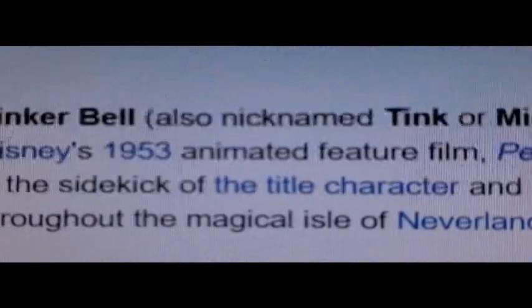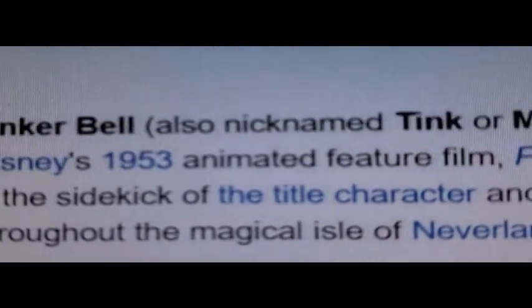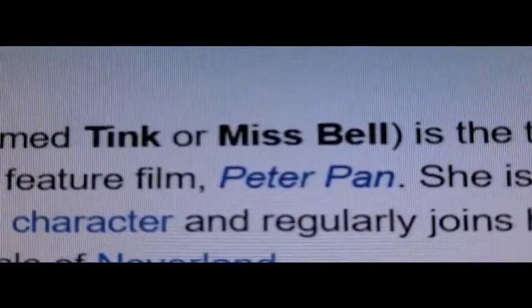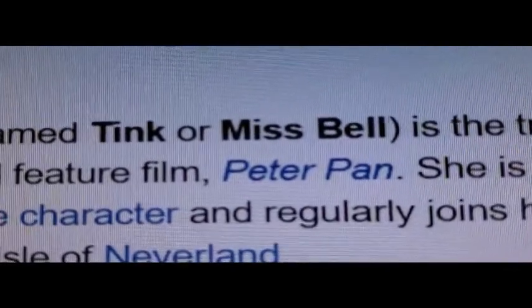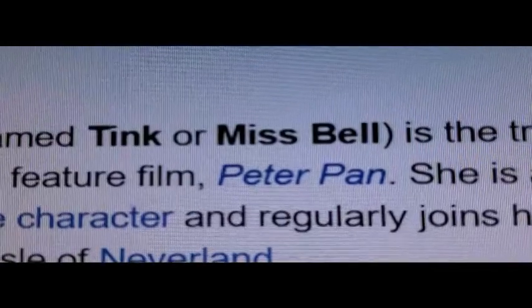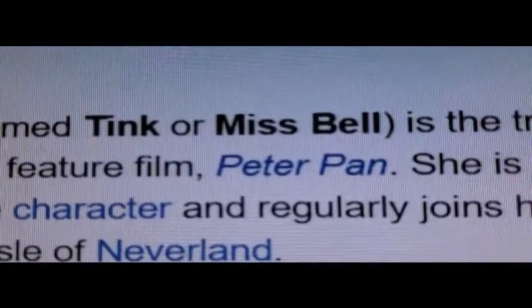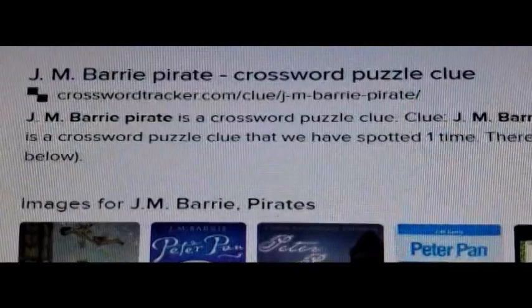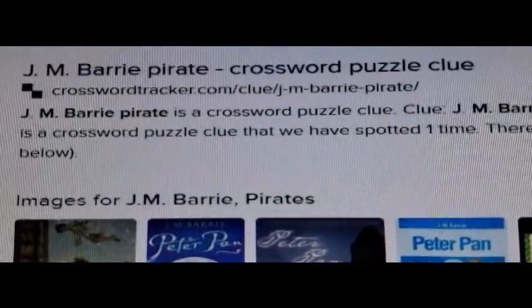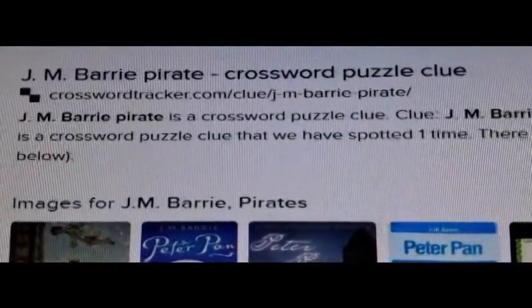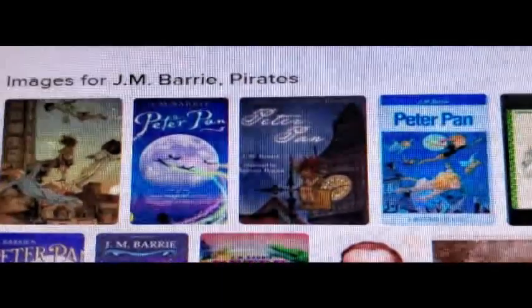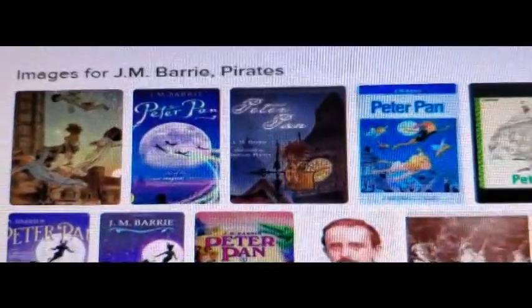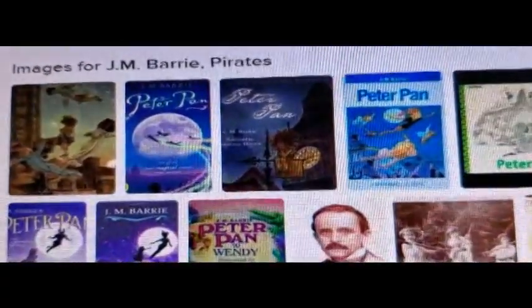So here's Tinkerbell, and they also nickname her Miss Bell, as in misspell. So think about that when you're looking at words and how they're being presented to you. So when you Google or search J.M. Barrie, because he's the one that wrote Peter Pan, when you look at pirates, Peter Pan is what comes up, and Peter Pan notoriously has that Captain Hook in it.